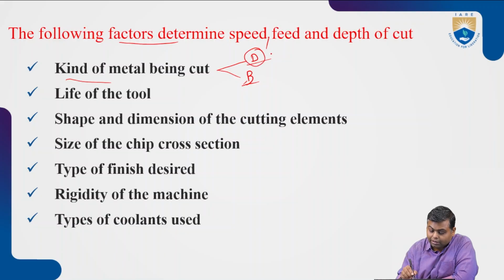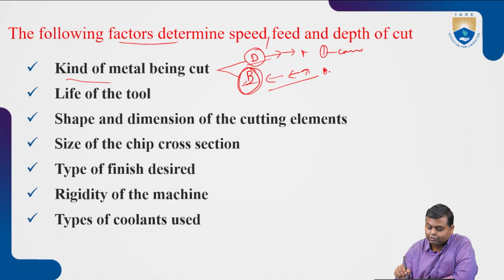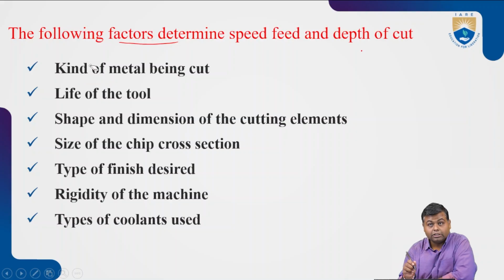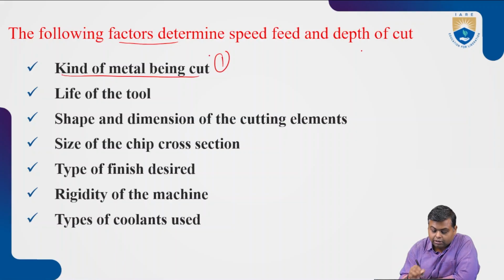If it is a ductile material, and the speed and feed are high and the depth of cut is very small, you will have continuous chips. So the factors depend upon things which contribute to the machining process. If it is a brittle material, the speed is very low, the feed is very low, and the depth of cut is high, then we have discontinuous chips. So it differs from material to material, depending on what kind of material is being cut. This is the first factor which contributes to the machining process.